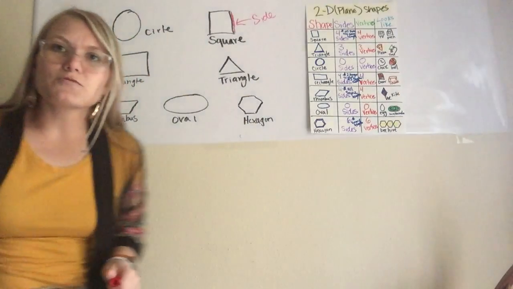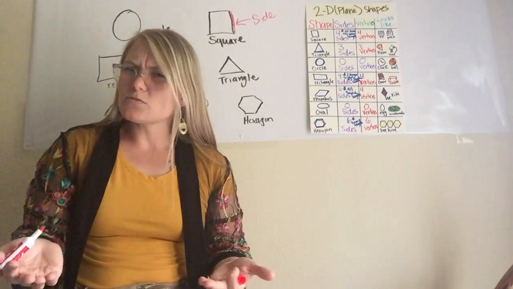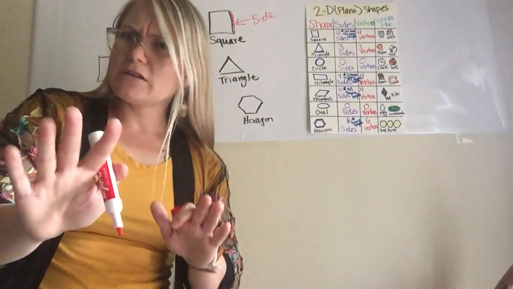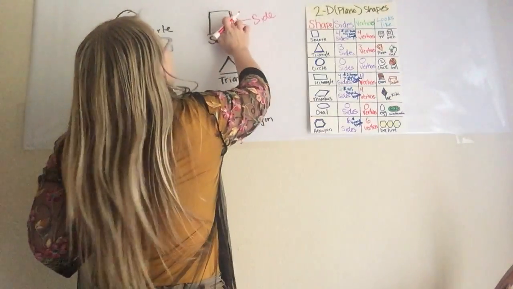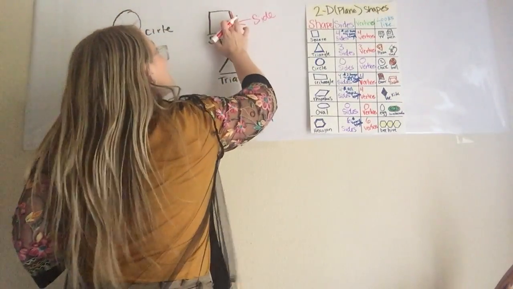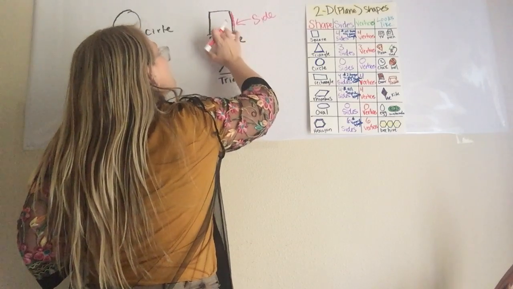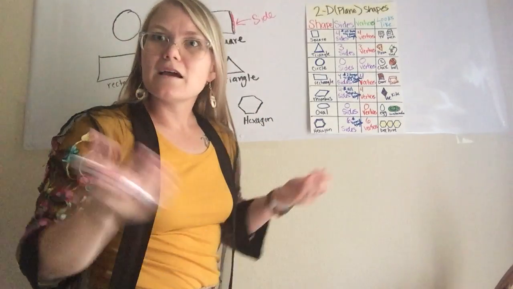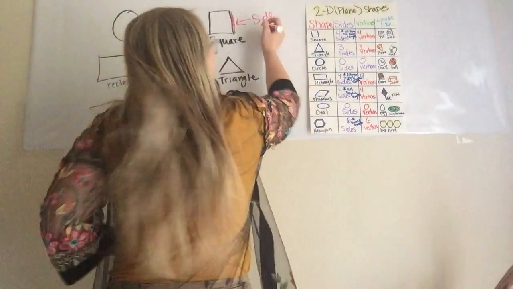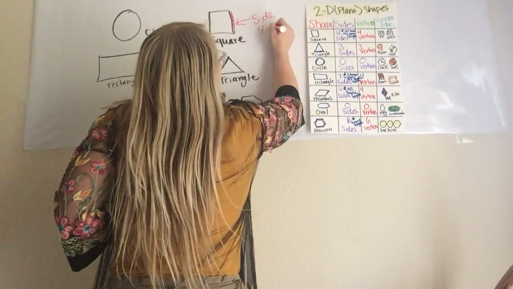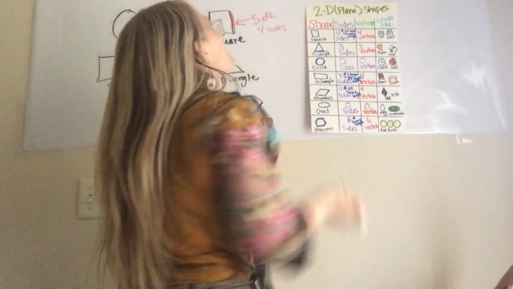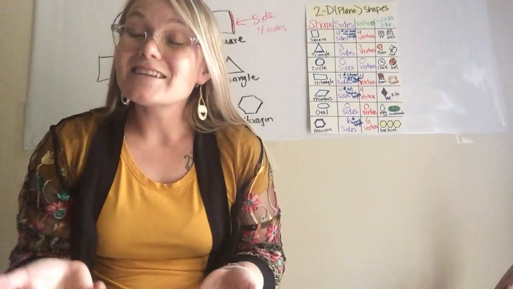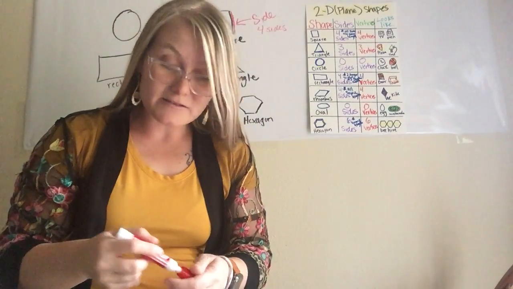Now, with this square, there's more than just one side, right? Let's count them. Count with me. 1, 2, 3, 4. Oh my goodness, there's 4 sides. So let's go ahead and write that down. 4 sides.